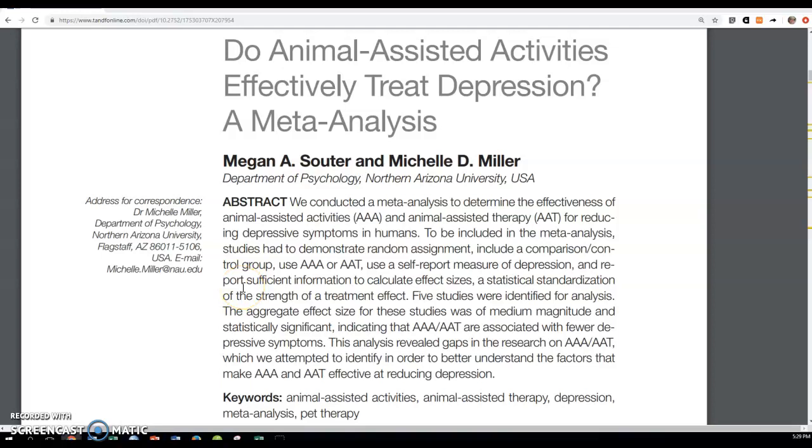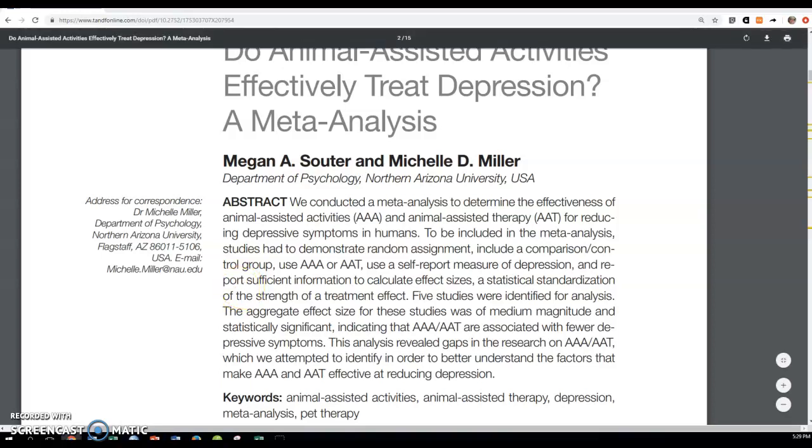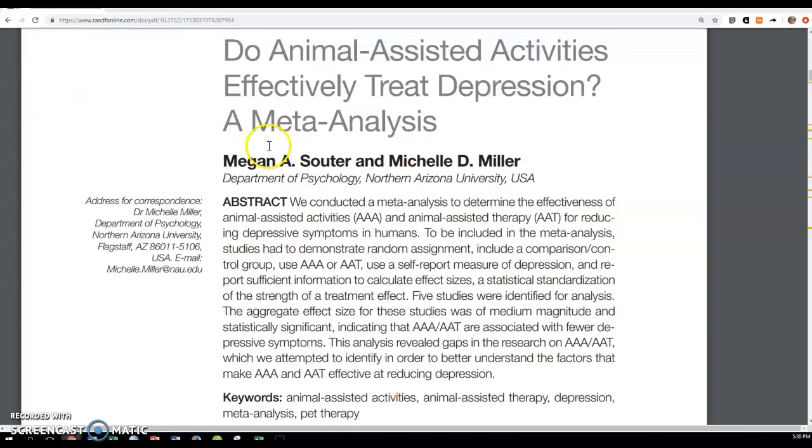Okay, let's take a look at a meta-analysis here. This one's a fun one. It's looking at animal-assisted activities as a way of treating depression. This is something I've seen more and more in the last 10, 15 years. Of course, I probably wasn't paying attention to it as much before that.